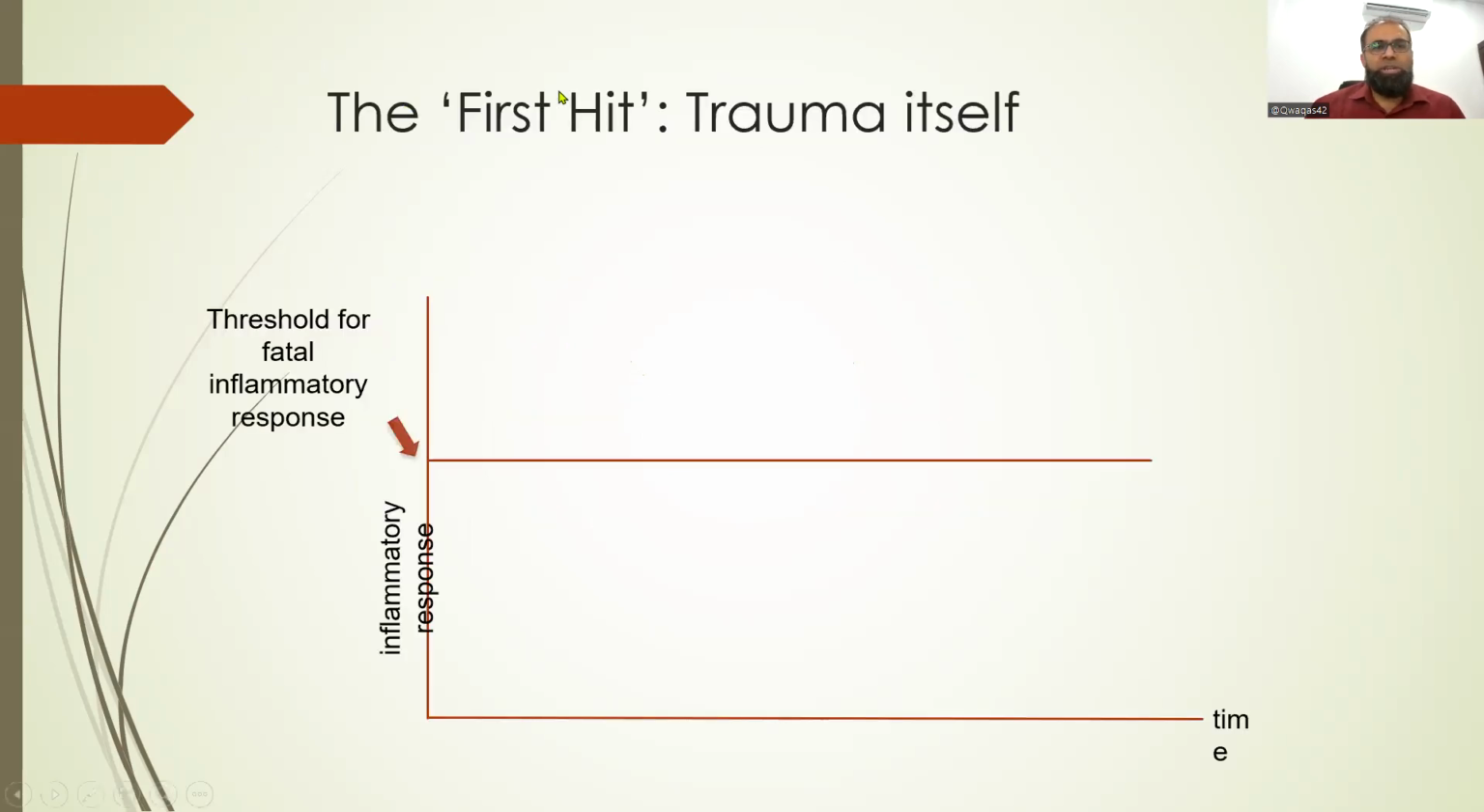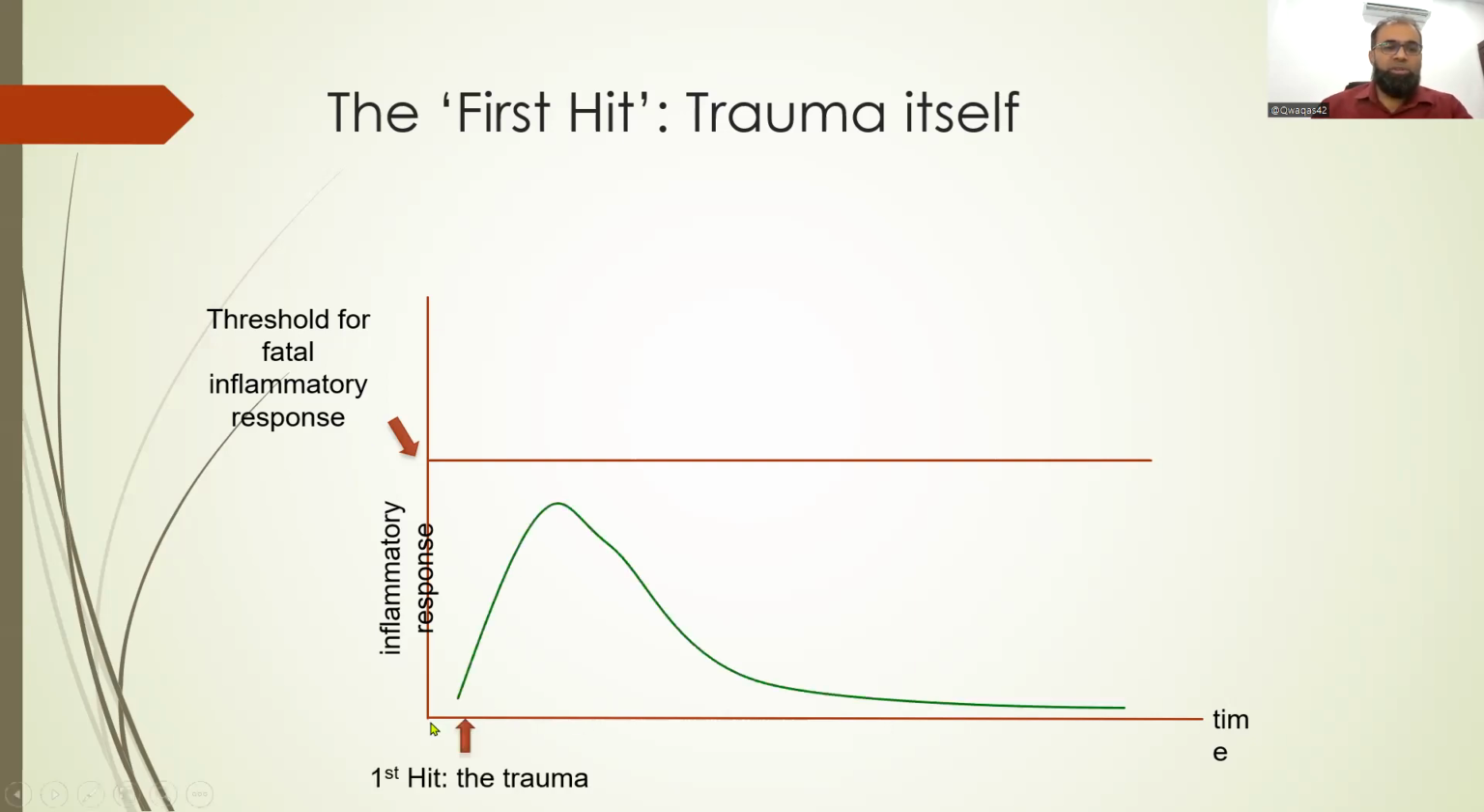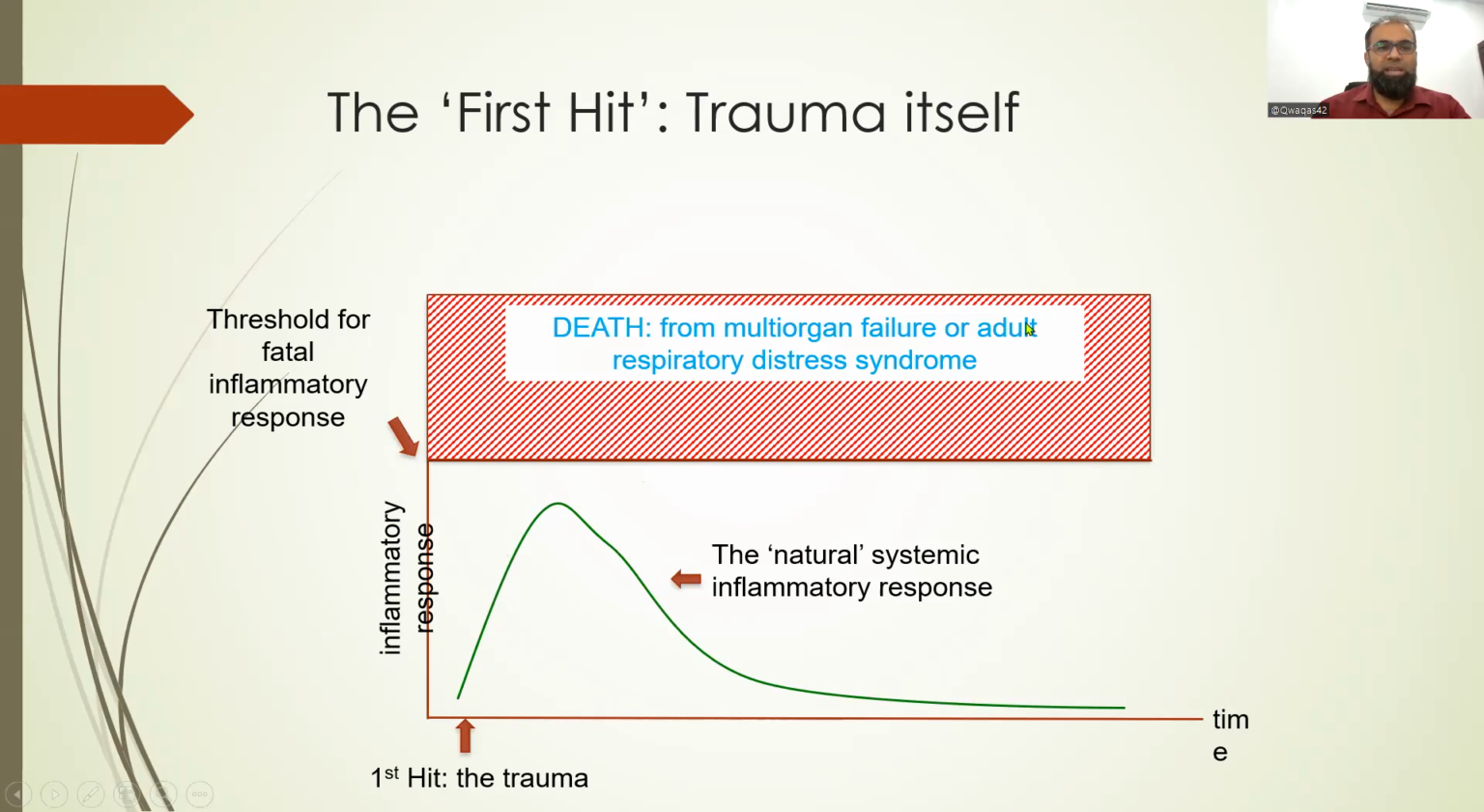So first hit. When you have a trauma, it's the first hit to the body. So our inflammatory response will be like that. Okay. And with time, it will decrease. And this line is the fatal line. So the response will not cross that. If it goes to that line, that can be very fatal. So this area is death from multiple organ failure or adult respiratory distress syndrome.